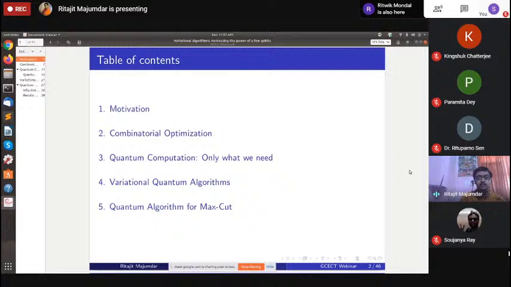And then in the third section, we'll come to quantum computation. We won't go very deep into it, but we'll only talk about what we need to know. All these qubits and all these things that I was mentioning, we'll learn what those things are. And finally, in the fourth and fifth sections, we'll combine the knowledge we gain from sections 2 and 3 together to see how a quantum computer can actually solve some combinatorial problems more efficiently. So by solve, I mean some approximate solution, but we'll come to this.